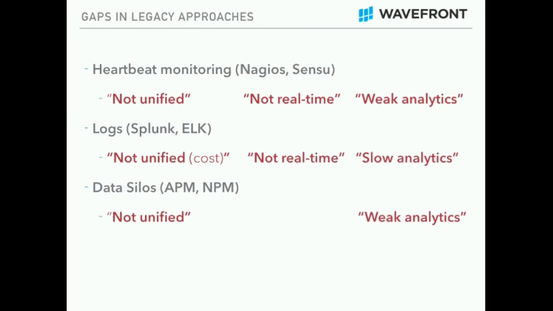Now, if you ask customers why the legacy technologies don't quite work in this new world of cloud architectures, they give you surprisingly consistent answers. It comes down to 3 big gaps. The first gap is that these tools are not unified. Remember, in this complex graph of microservices, to understand any part of the picture, you need to see the whole picture. That means having access to all the data in one place, as opposed to having to slowly put it together across different monitoring silos.